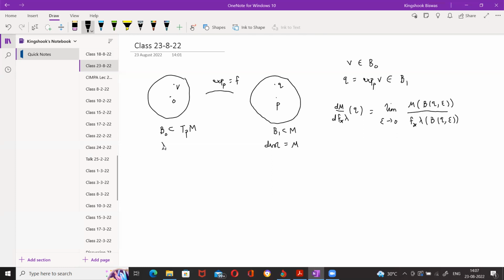I can compute this on the right-hand side, or I can compute it on the left-hand side also. So this is also the limit as epsilon tends to 0 of mu of f of a ball around v of radius epsilon, divided by lambda of a ball of radius epsilon around v.